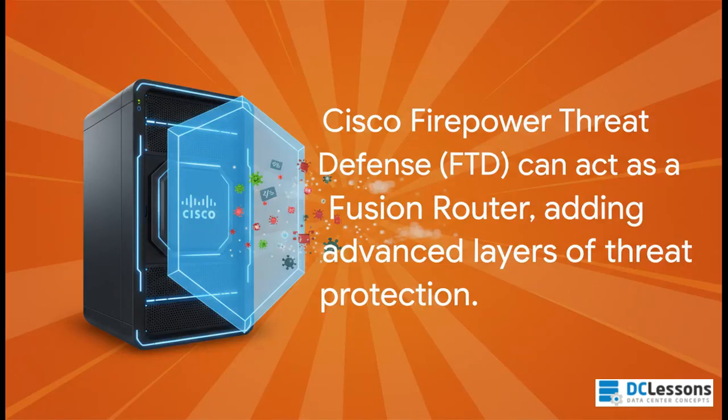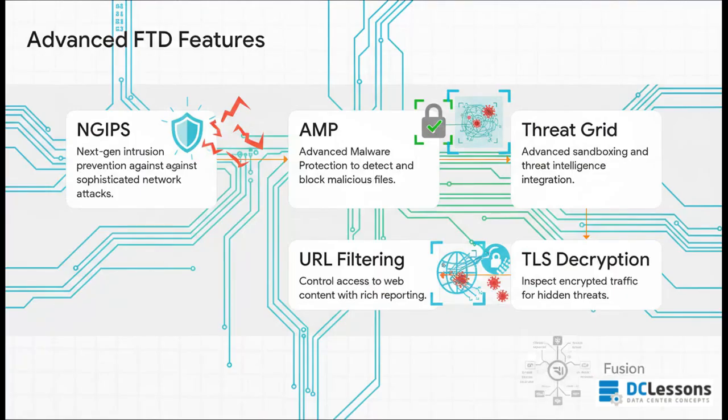But hey, if you really want to go all out, if you want the maximum level of security possible, you can use a device like Cisco's Firepower Threat Defense, or FTD, as your Fusion device. And when you do that, you unlock a whole new world of advanced threat protection. With FTD in that spot, you're not just routing and filtering traffic anymore. You are actively defending your network. You get a next-gen intrusion prevention system, NGIPS, that can spot and stop complex attacks cold. You get Advanced Malware Protection, AMP, to find and block malicious files before they can do any damage. You can even decrypt encrypted TLS traffic to find threats that are trying to hide. Plus, you get powerful URL filtering. It is, without a doubt, a massive security upgrade.